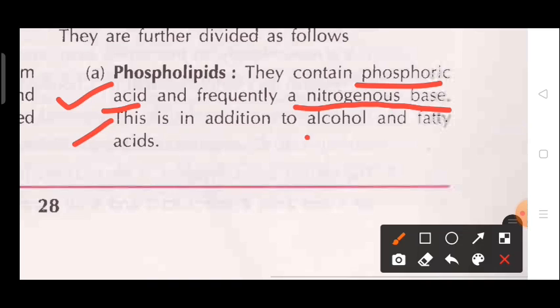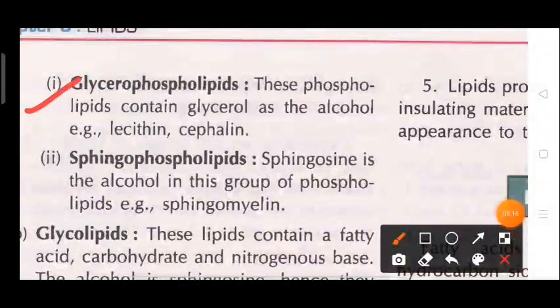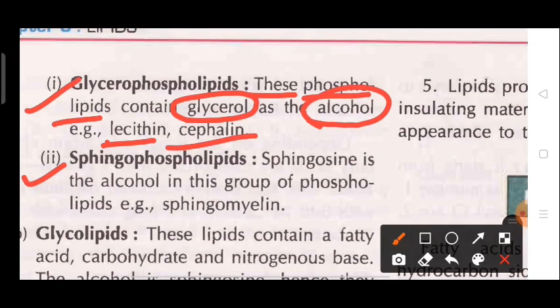In this, in addition to alcohol, fatty acid is there. In phospholipids, there are glycerophospholipids and sphingophospholipids. What is the difference between these two? In glycerophospholipids, the phospholipids contain glycerol as the alcohol. Examples are lecithin and cephalin. While in sphingophospholipids, sphingosine is the alcohol. Which alcohol group is present, that is important.